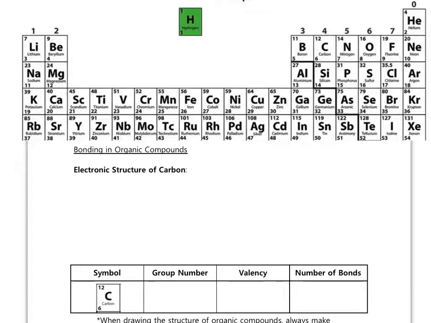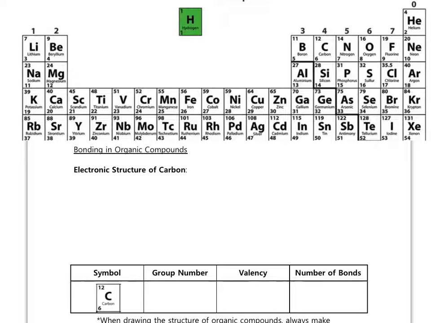So over on page 5, we are looking at bonding in organic compounds, and you may have heard this in the second video that you went through, and you may have filled this in already, in which case you can skip past this part. But just in case you didn't go through that because it wasn't in the same order in your notes, just take a brief look at the electronic structure of carbon and its bonding and why it forms the number of bonds that it does.